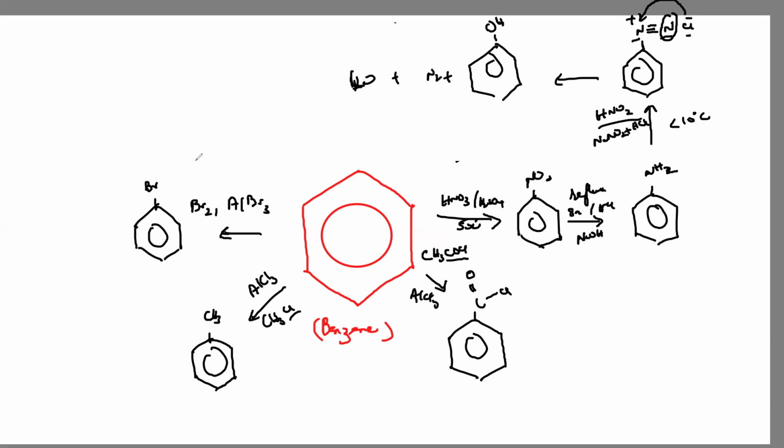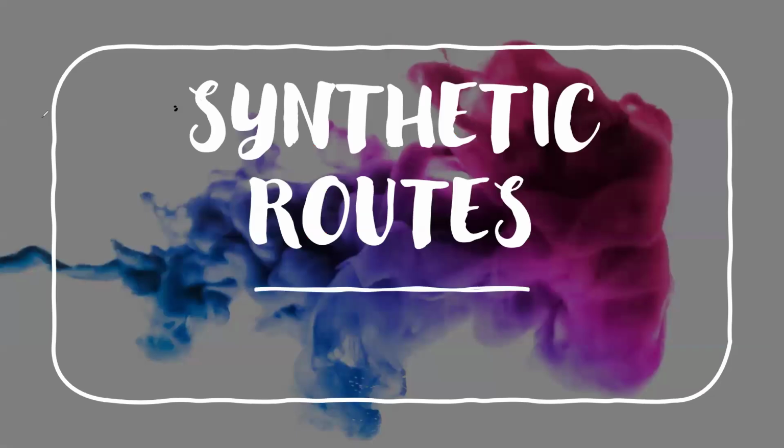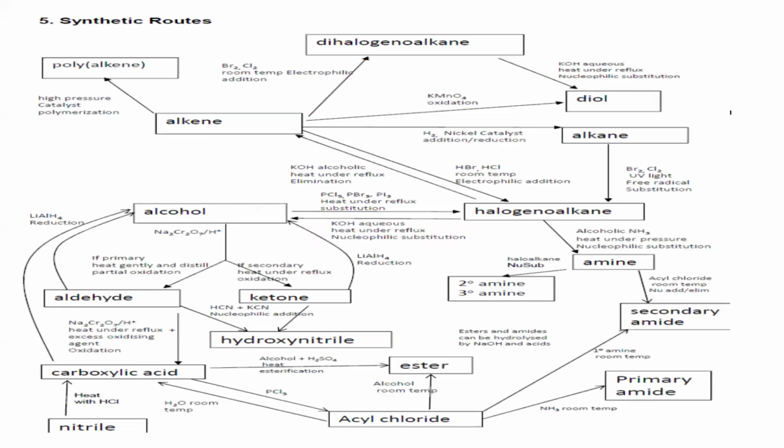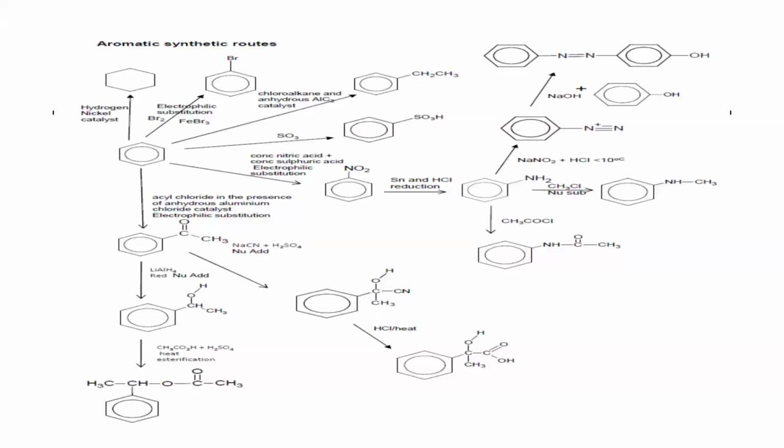So the starting point is benzene. I will show the complete diagram, the synthetic route. The one I gave was a short introduction to the compound. As you can see, this is more detailed and more changes are shown as well. We start with benzene. If I react it with hydrogen and nickel as a catalyst, it will produce a cyclic alkane.